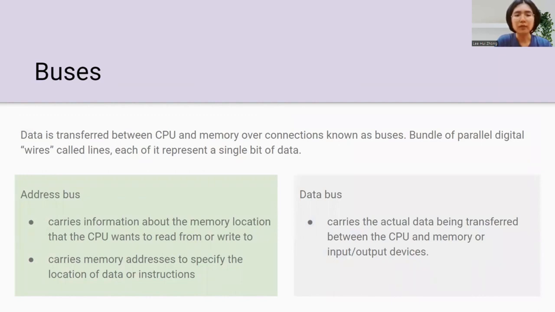Data is transferred between CPU and memory over connections known as buses. A bus is a bundle of parallel digital wires called lines, each of which represents a single bit of data. There are two types of buses, which are the address bus and the data bus. The address bus carries information about the memory location that the CPU wants to read from or write to, while the data bus carries the actual data being transferred between the CPU and memory or input or output devices.